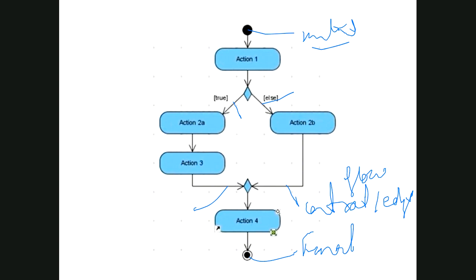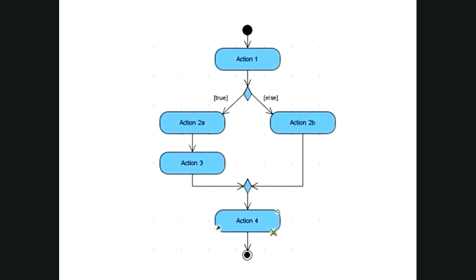anything you can call it. Fine. This diamond shaped thing that you are seeing here, this is known as decision node. Decision node means when you reach here, this diamond shape, you have to make a decision. If the decision is true, you will move this side. If the decision is false, you will move this side.